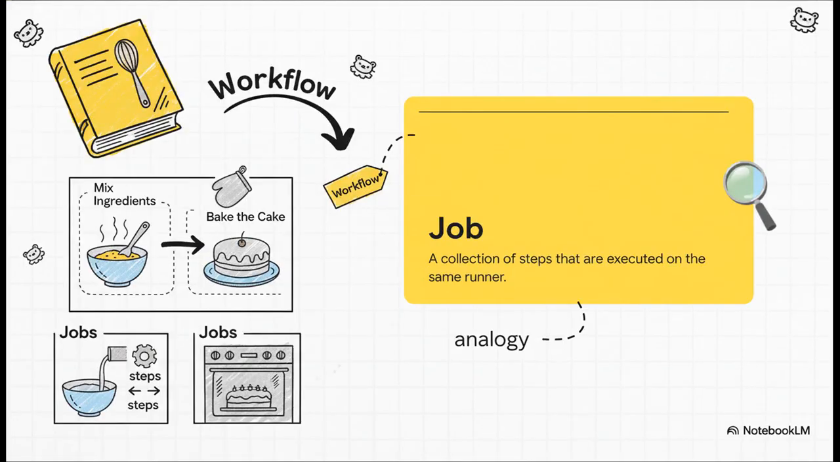Now, a workflow is made up of one or more jobs. A job is basically a collection of steps that all run together on the same machine. So if the workflow is our whole recipe, a job is like a major chapter in that recipe, like mix all the dry ingredients or bake the cake.